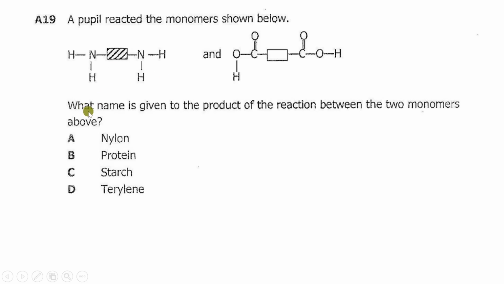Now they're asking what name is given to the product of the reaction between the two monomers above. These two, when they react, give us nylon. Remember nylon. So the answer is A.